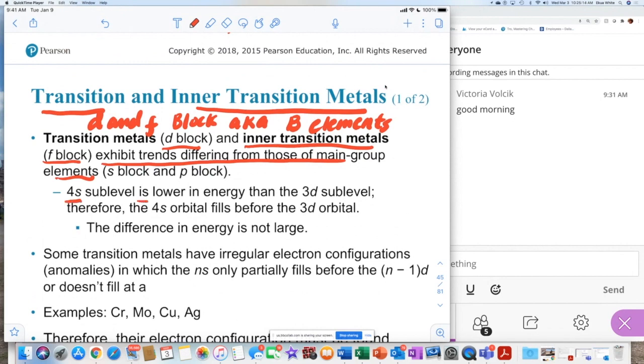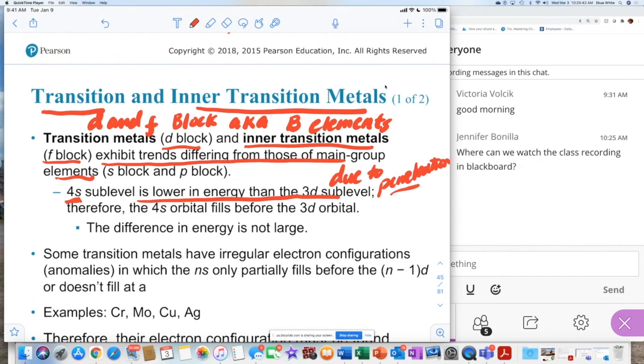The 4s is lower in energy than the 3d sublevel. I already discussed this before, right? That was due to penetration. So if you didn't see this, go ahead and watch the previous video. Anyway, the 4s fills first before the 3d because the 4s is able to penetrate and get ahead of the 3d slightly, so that it is able to fill first.